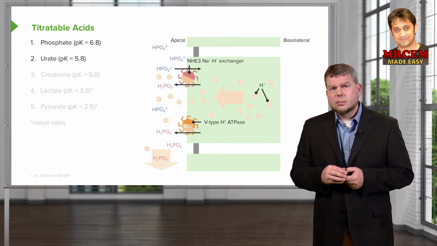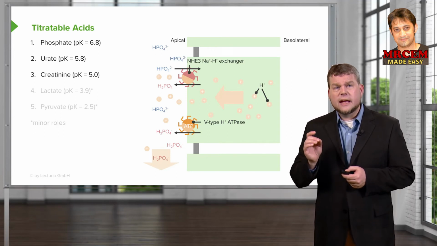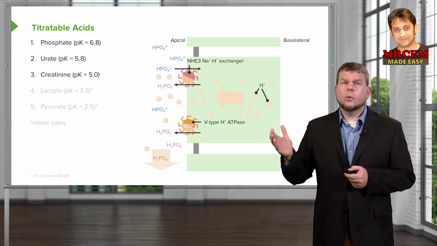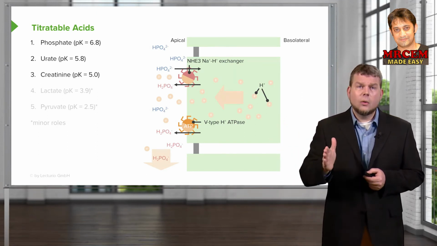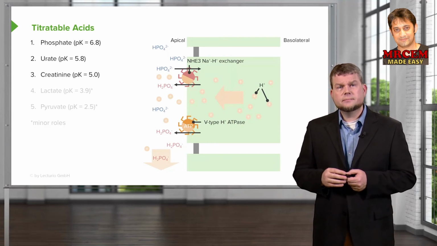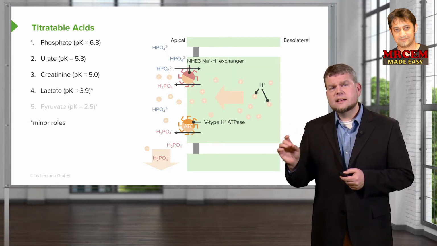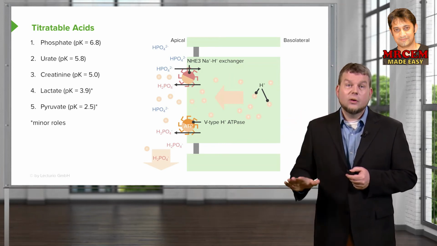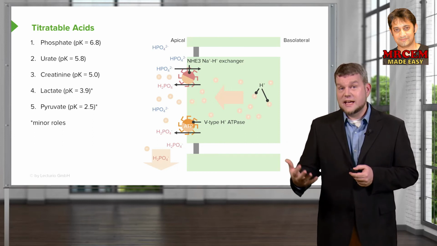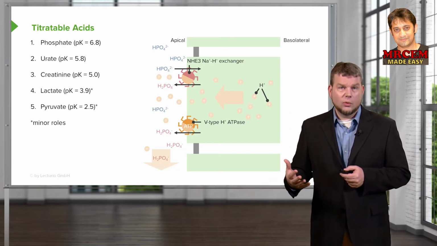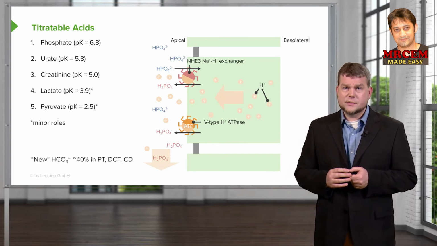Some of the other titratable acids, such as urate and creatinine, these have a lower pK. Therefore, the pH of the urine has to be lower before you're going to be able to utilize these to a great extent. You also have lactate and pyruvate, but those pKs are actually below the normal pH that you can obtain in the urine, so these are less important. So they have very minor roles because of the lower pK values.